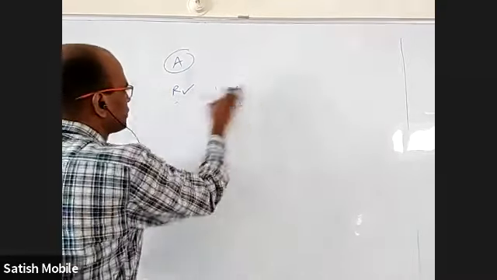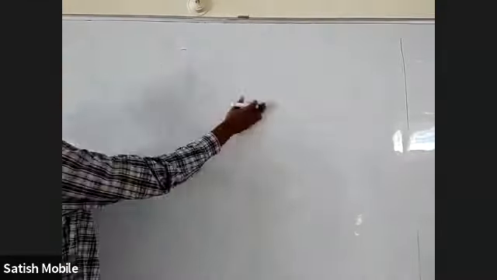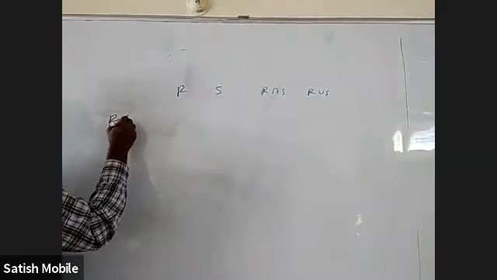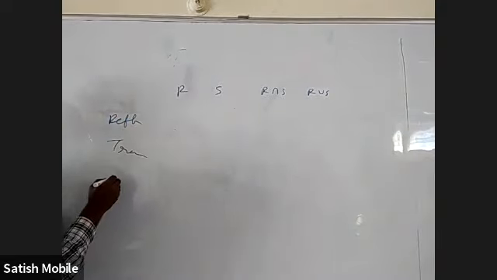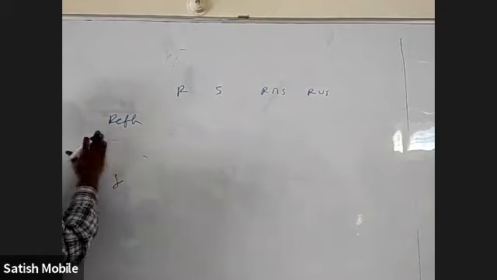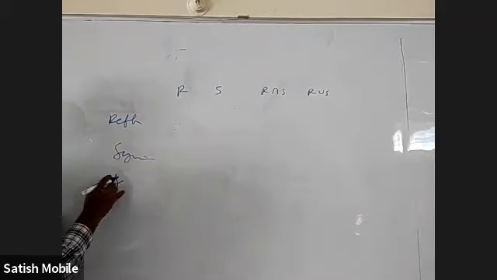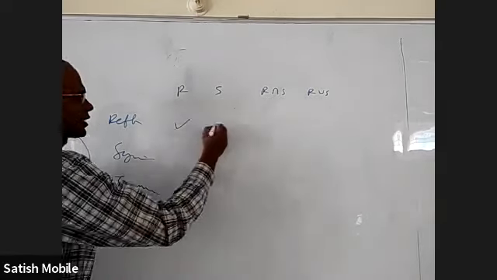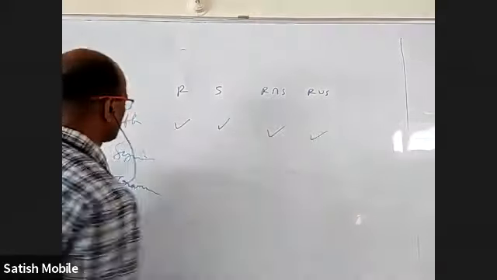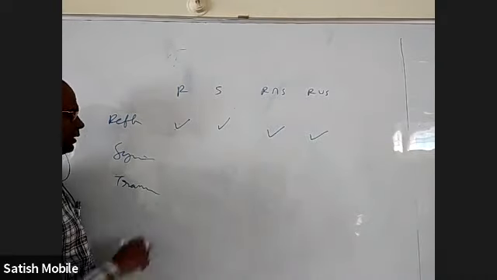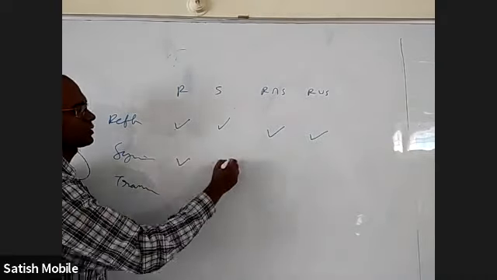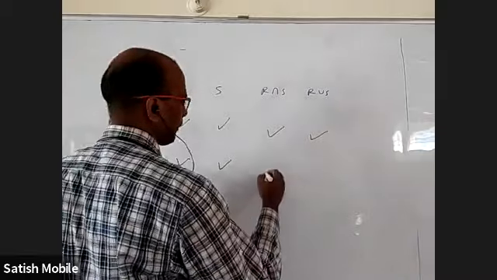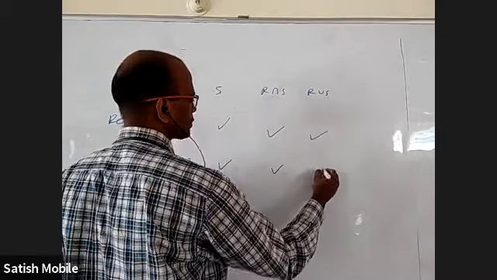Maybe I can just write a table if you want. R, S, R intersection S and R union S. And let us take reflexive, symmetric and transitive. If this is reflexive, this is reflexive, this is also reflexive, this is also reflexive. Symmetric: if this is symmetric, this is symmetric, this is also symmetric, this is also symmetric.